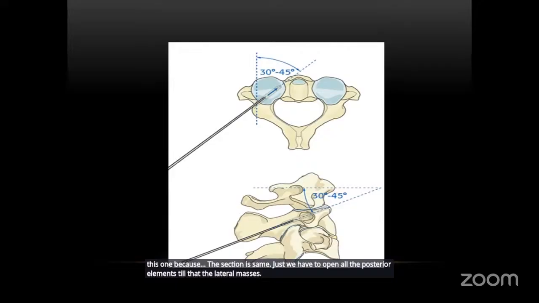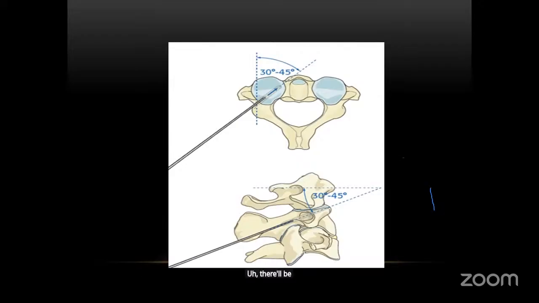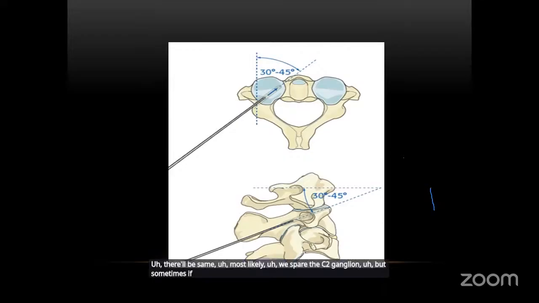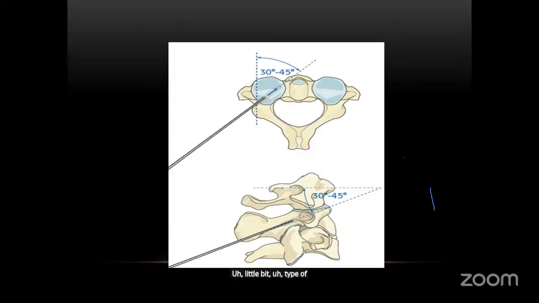One thing that you should be careful about is that there is a lot of venous bleeding here, and the C2 ganglion. Otherwise, it will be the same. Most likely we spare the C2 ganglion, but sometimes if you compromise it, if it is incidentally compromised, it's okay. Don't be worried. There will be a little bit of paresthesia. Otherwise, the patient will be okay. There will be no neurological deficit.